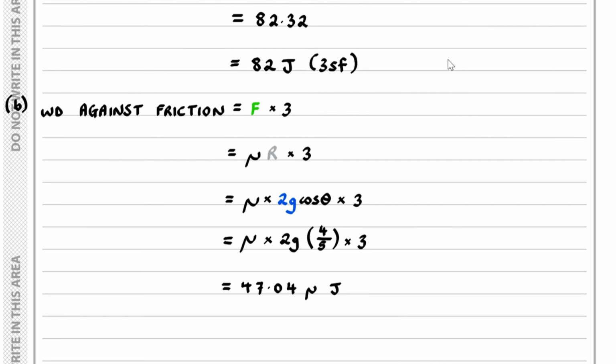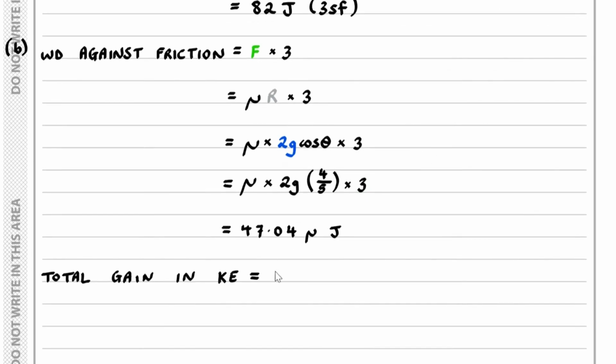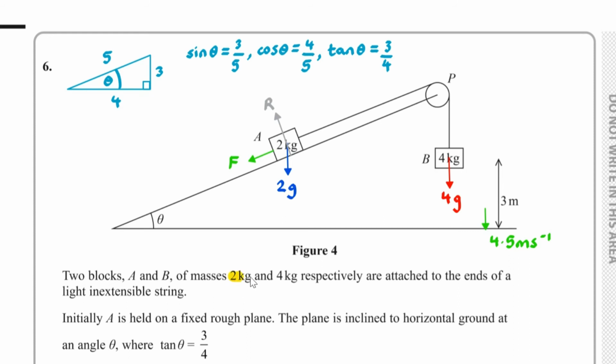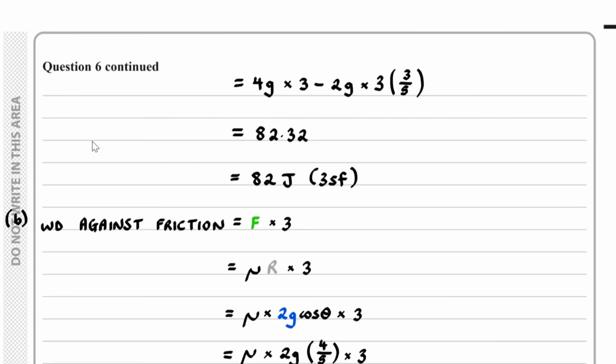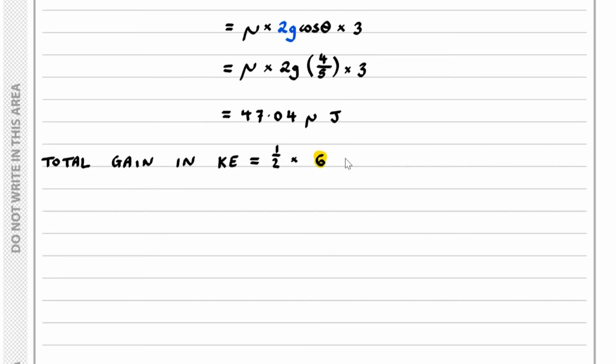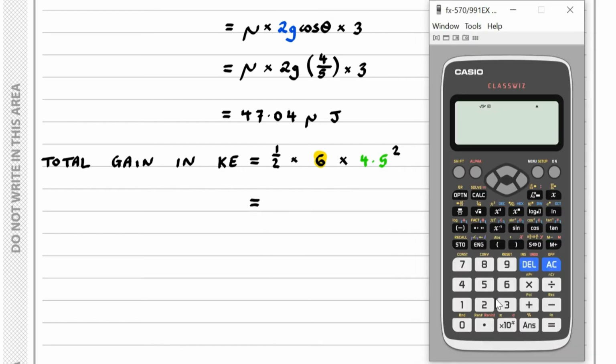And now what we can do is find out the total gain in kinetic energy. The total gain in kinetic energy, we've got 1/2 multiplied by 6, which is the total mass. So this 6 comes from adding together the 2 kilograms and 4 kilograms. And then we multiply this by the speed, 4.5 squared. So let's find out the total gain in kinetic energy. I've got 1/2 times 6 times 4.5 squared. So it turns out we get 60.75. So I've got 60.75 joules for the total gain in kinetic energy.